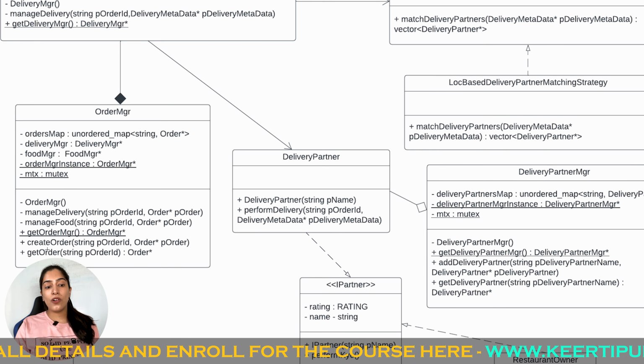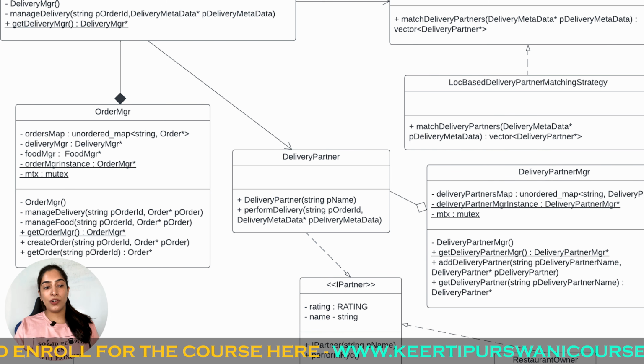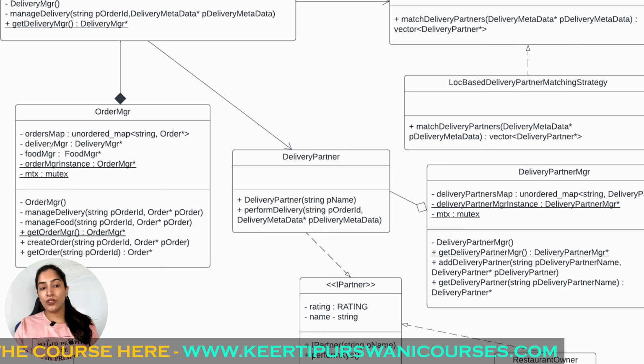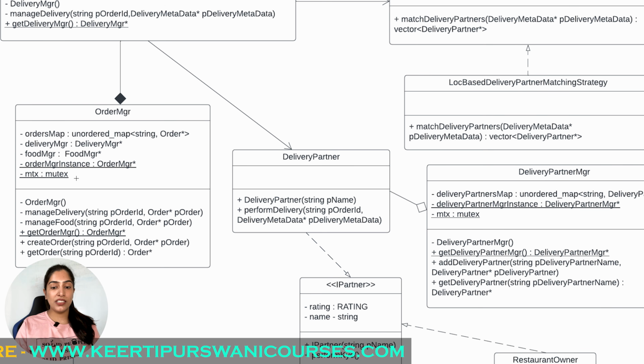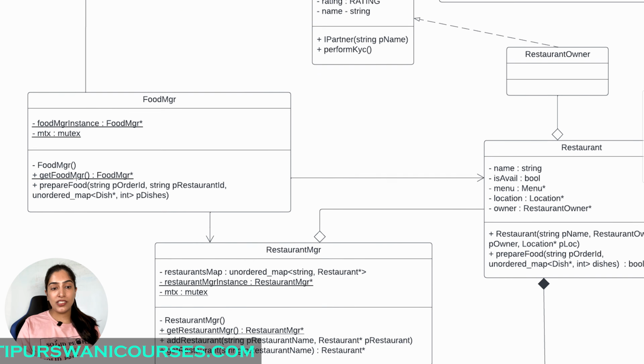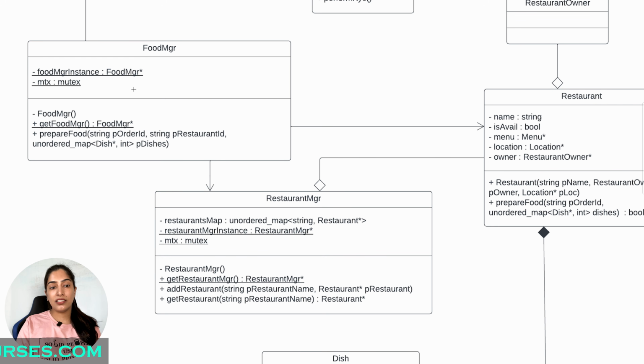And we are creating the order. Get order is going to be there corresponding to this order ID, and there is going to be a map. So there is delivery manager, there is food manager. Let's look at the food manager part first. Again, this is a singleton, so there is going to be a private instance. The constructor, as you can see, is again private. Here you can see minus. And the get food manager is public and static.